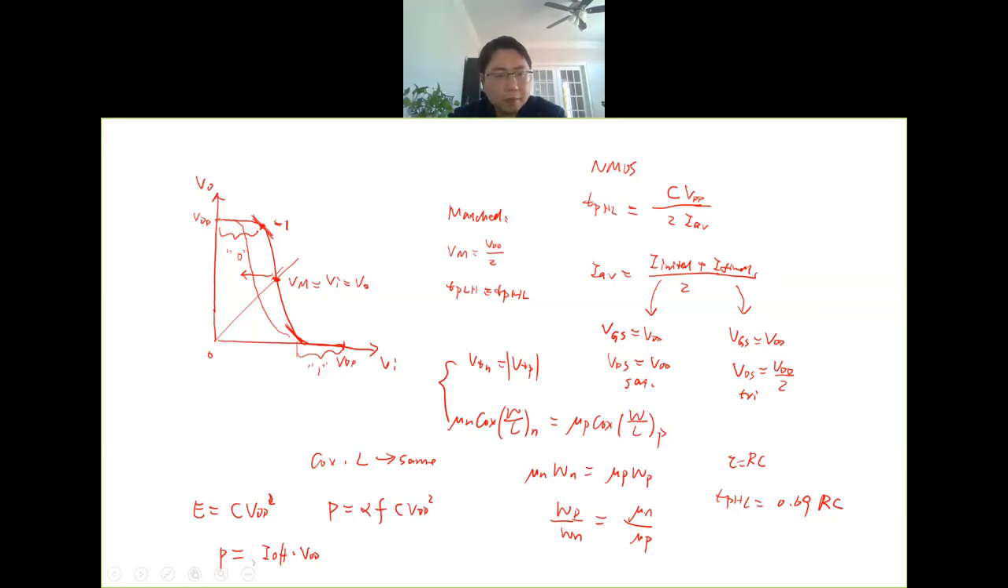So for the standby leakage power, it's just due to the off-state current. This is the subthreshold current, and this I off multiplied by VDD will give you the standby leakage power.